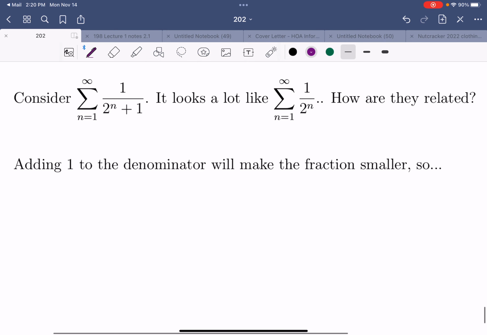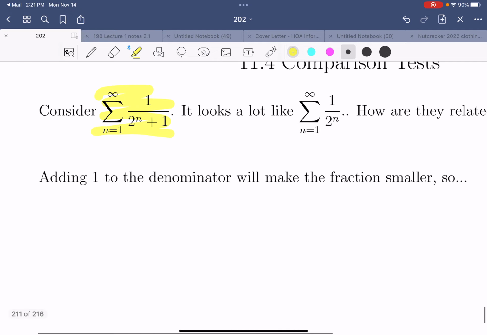So first of all, let's consider this series here on the left. We have the series n equals 1 to infinity, 1 over 2 to the n plus 1. And that's not geometric, right, because of the plus 1. But it looks a lot like a geometric series. And what we want to talk about is, can we use the fact that it's almost a geometric series to determine what's going to happen?